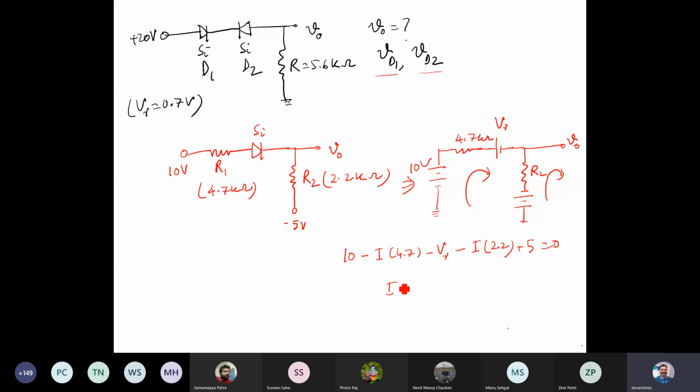You can find the current from here, and once you know the current, we can take an output loop to find V naught. It is a simple circuit. And if we have one more circuit, where the diodes are in parallel configuration, whereas I mentioned series earlier, please make sure that multiple DC sources may be present in a circuit.